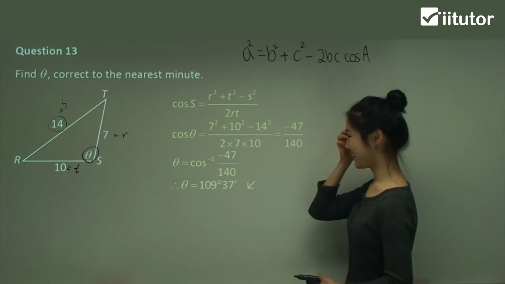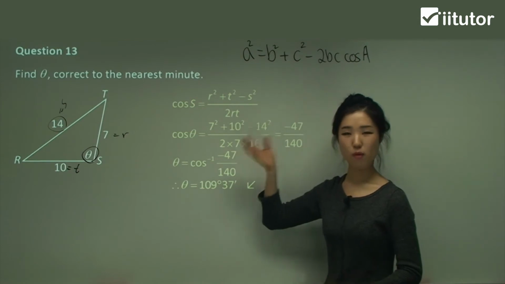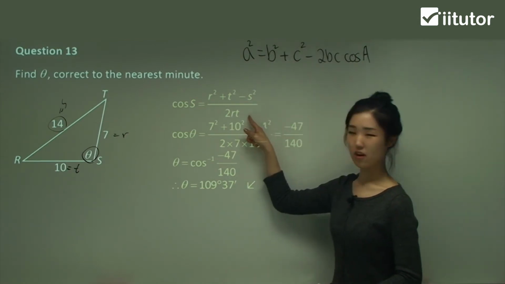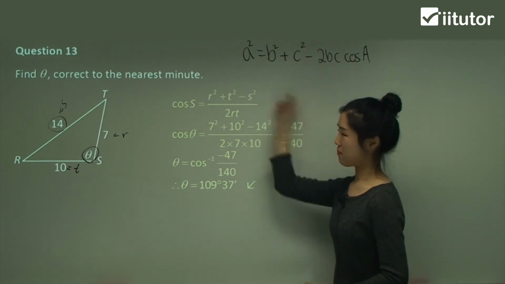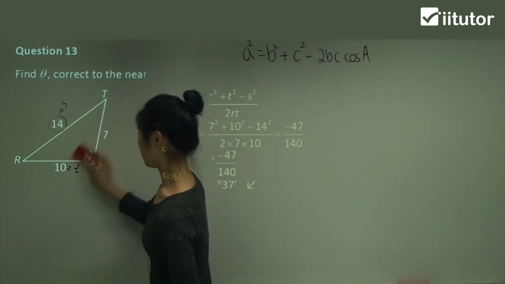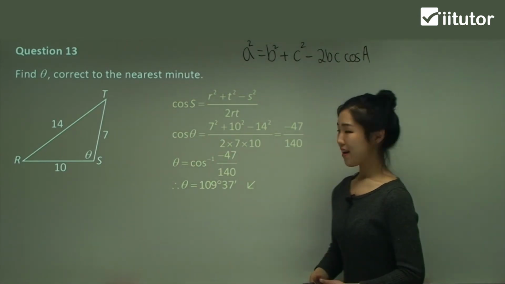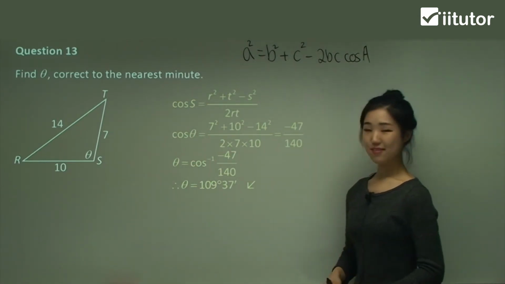Alright, so that was question 13. It's just a different form of the cosine rule that we used. I actually do recommend you memorize this one as well, because it's a bit quicker, so you don't waste your time in your exam. Okay, that's question 13. Let's move on.